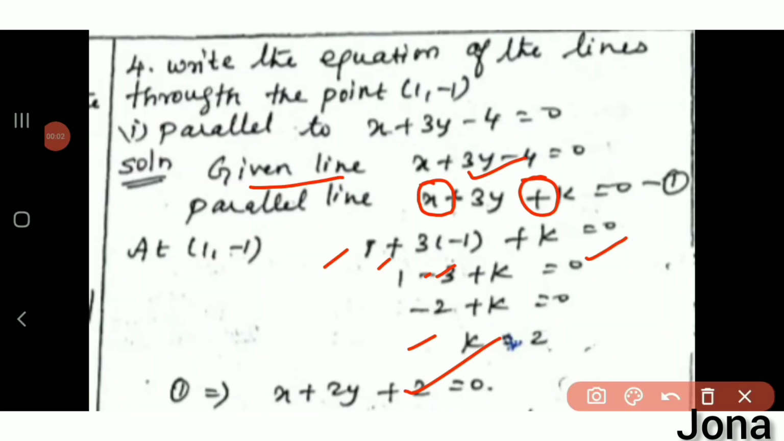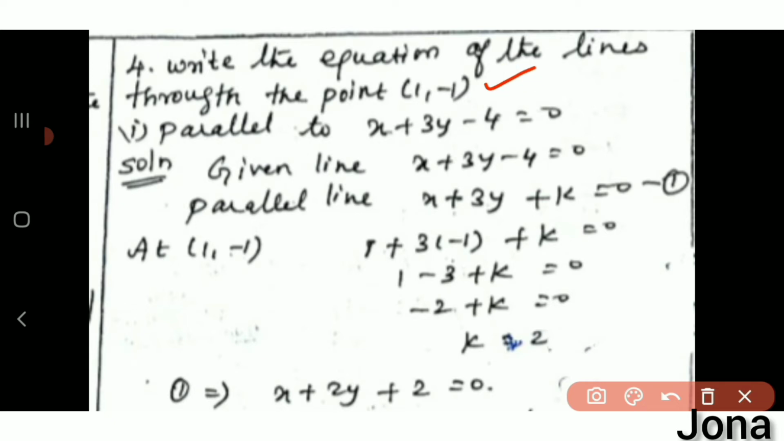Fourth sum. Write the equation of the lines through the point (1, -1) parallel to x + 3y - 4 = 0. We want to write the equation of the line through the point (1, -1) and parallel to this x + 3y - 4 = 0. So this is the given equation.